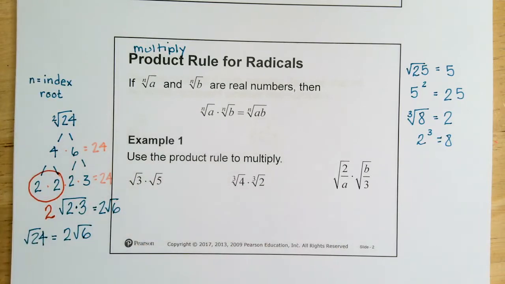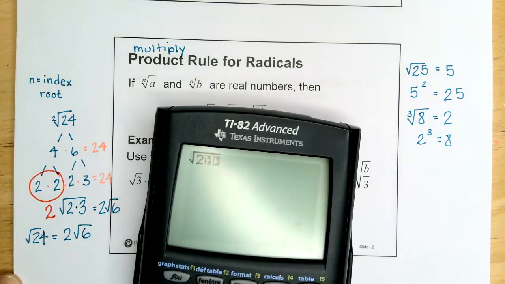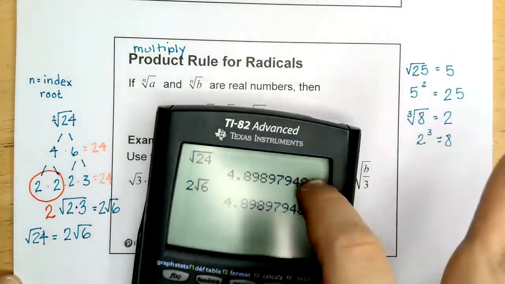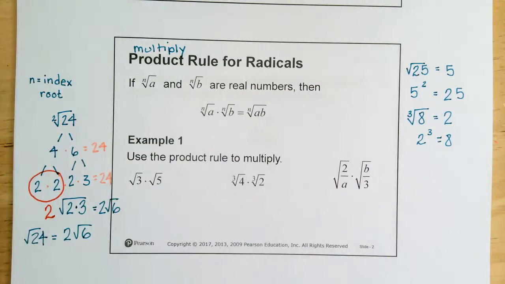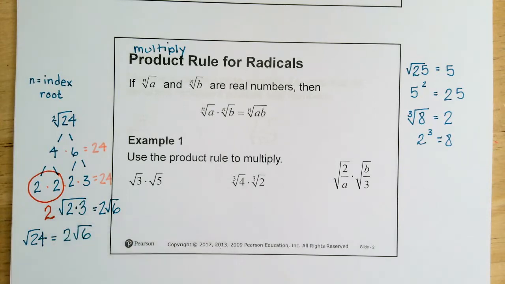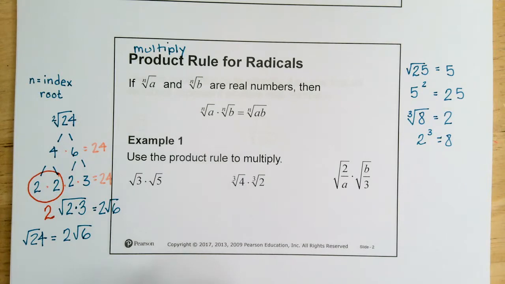You can always check that in your calculator. That won't be a whole number, right? But if I put them next to each other, they'll both give me the same answer. All right, so we took a perfect square of 2 out of the radical. Now let's use the product rule to multiply and then simplify if we can, okay?